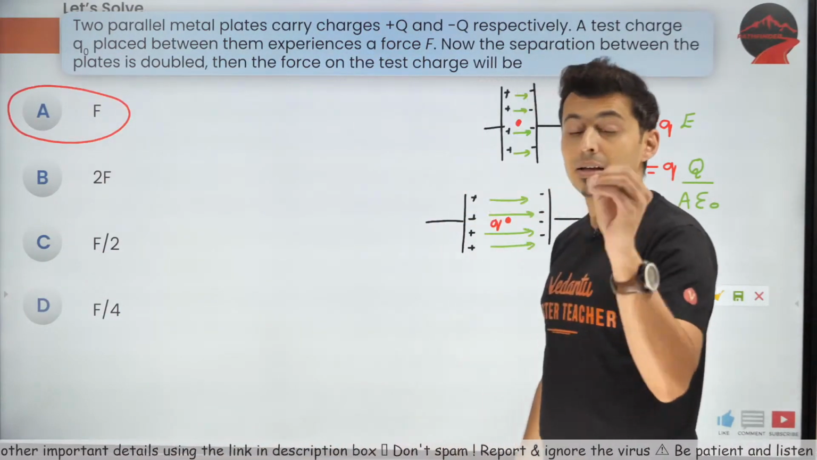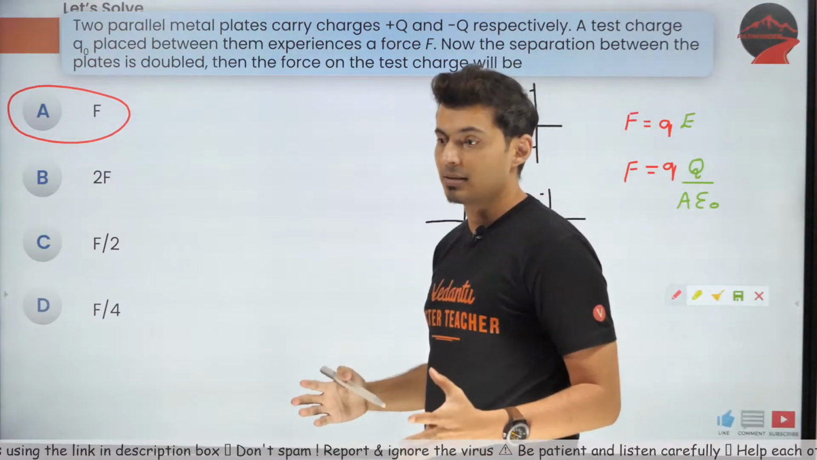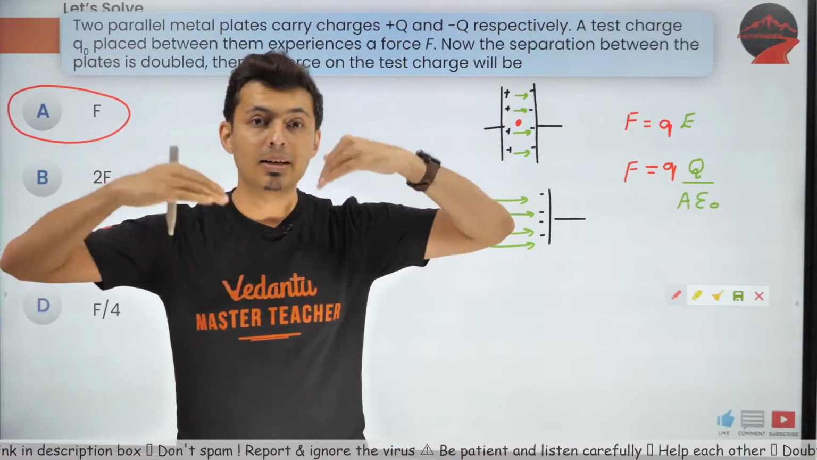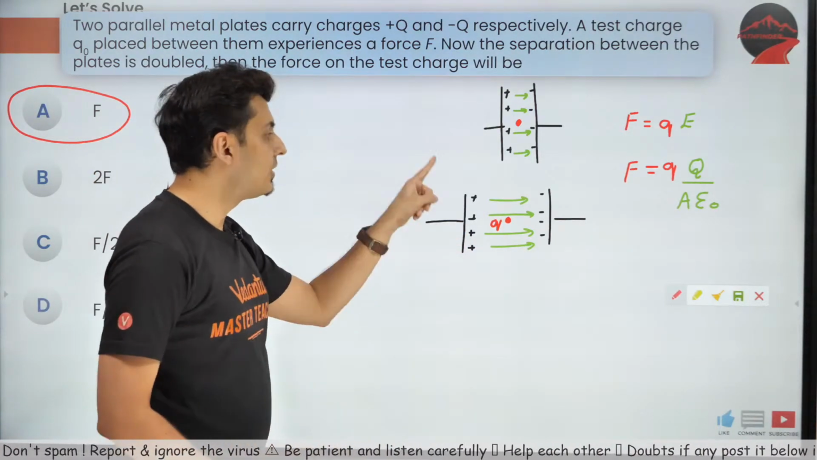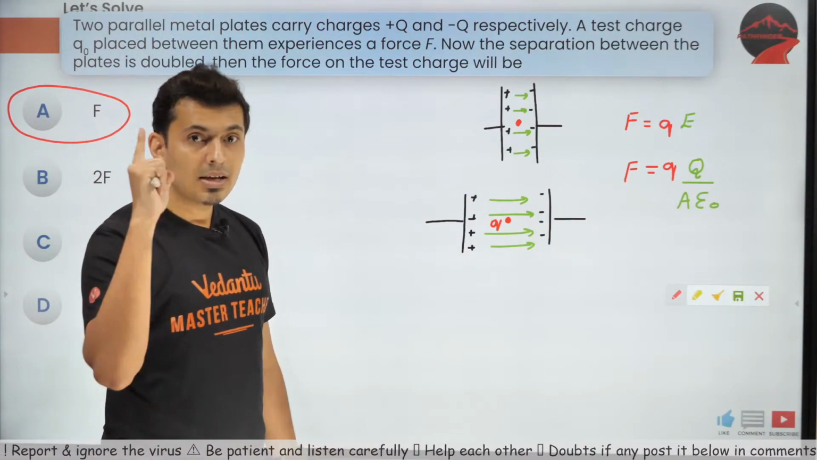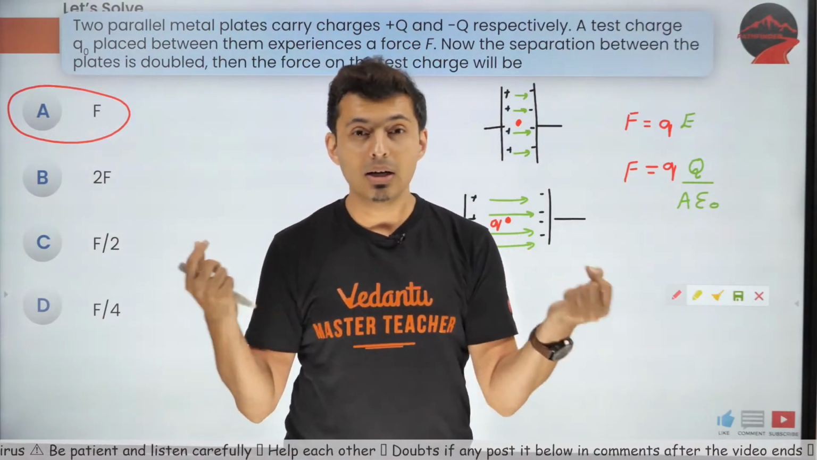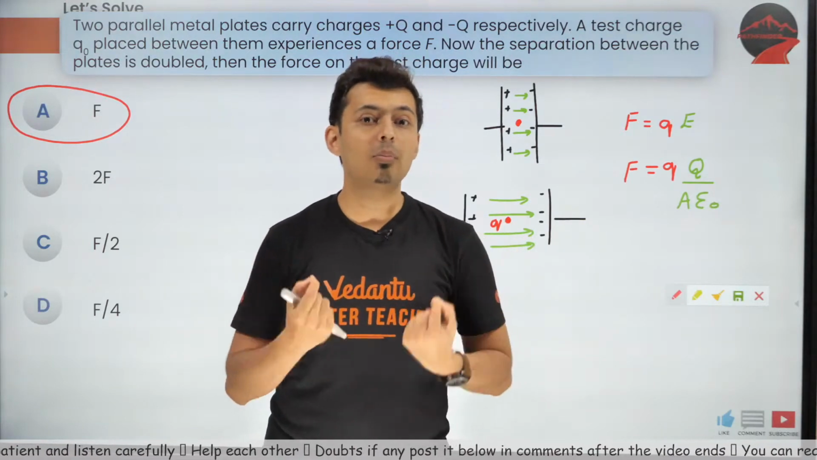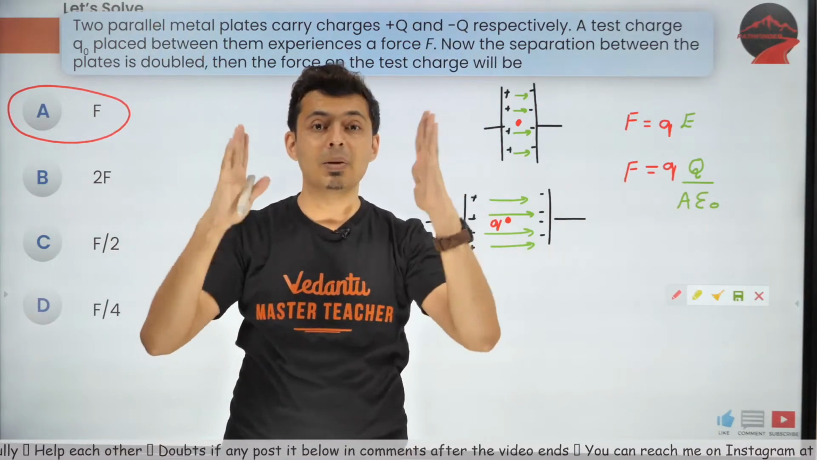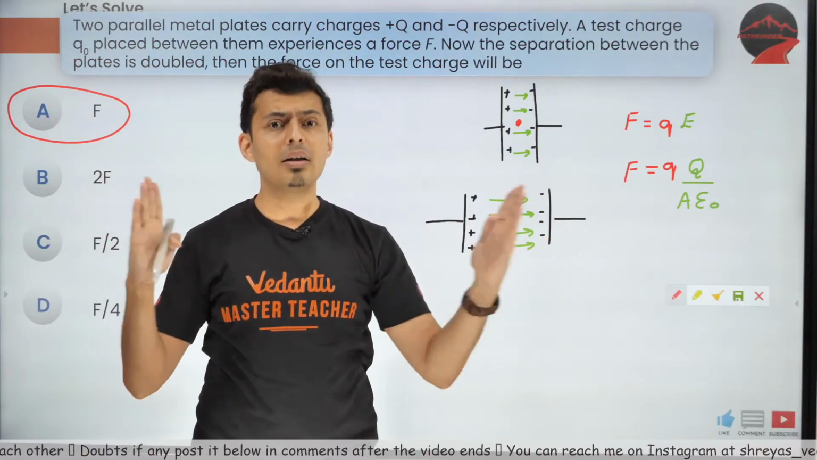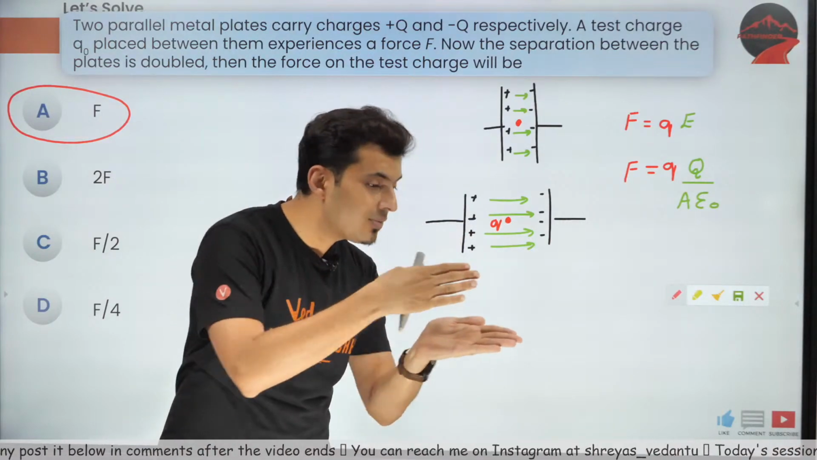Many people think that because you have increased the distance, the force will reduce. No, nothing will change. The reason is this field is uniform. See, when you have point charges, the forces will change depending on the distance. But this is not a point charge. This is a uniformly charged plate. It is a large plate. So no matter how far you go, the field will remain the same because it is a uniform field.